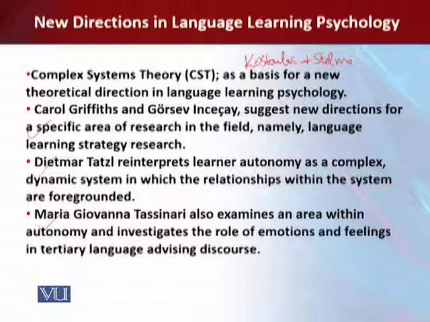So we see that these researchers have given new directions in language learning psychology, starting from Kostoulas, who introduced complex systems theory. Then we have language learning strategy research proposed by Carroll, and then we also have learner autonomy as a very complex dynamic system as proposed by Dietmar, and then Maria, who looks at the role of emotions and feelings in the language learning process and how it can be analyzed through advising discourse.